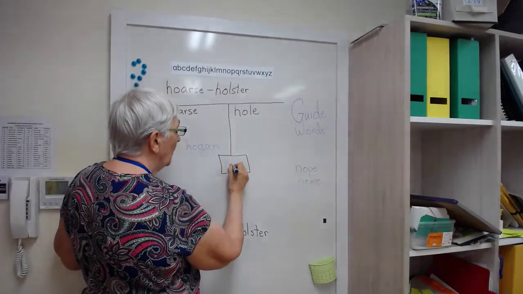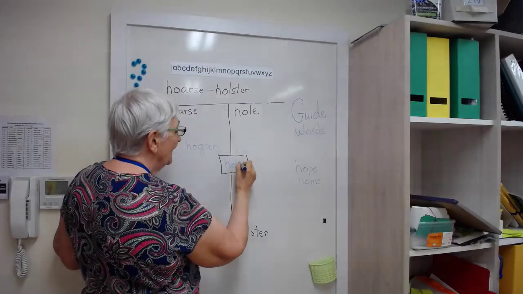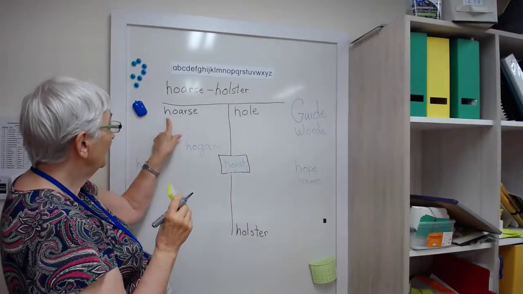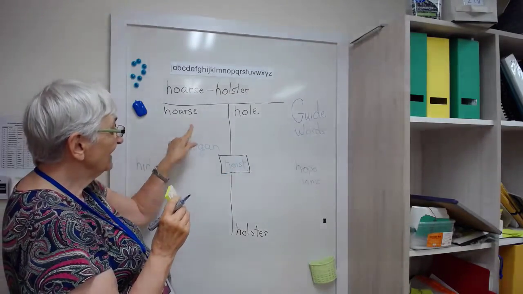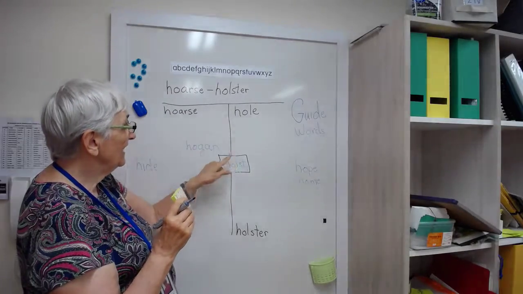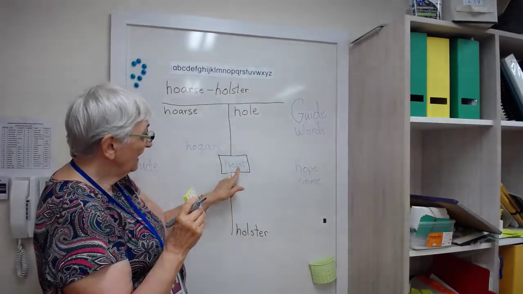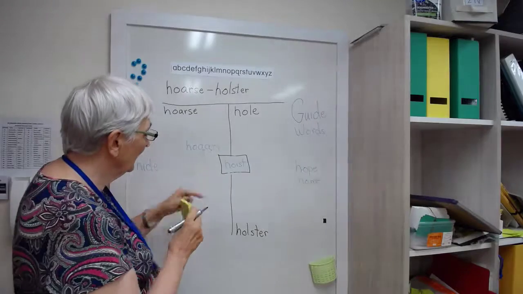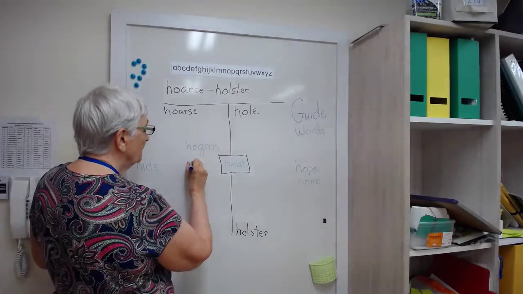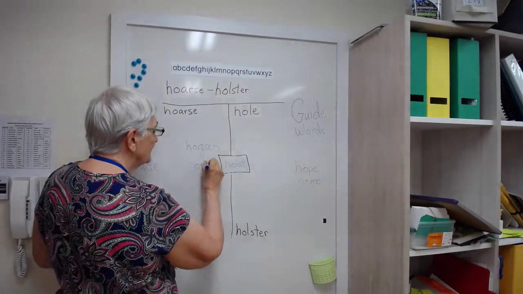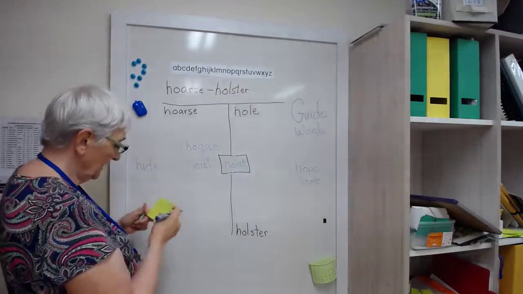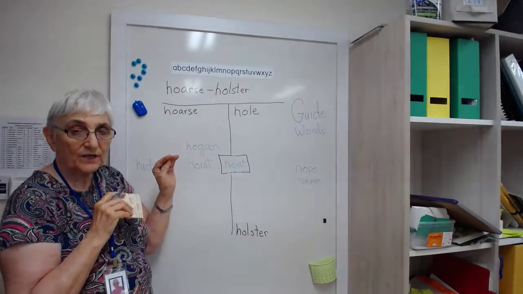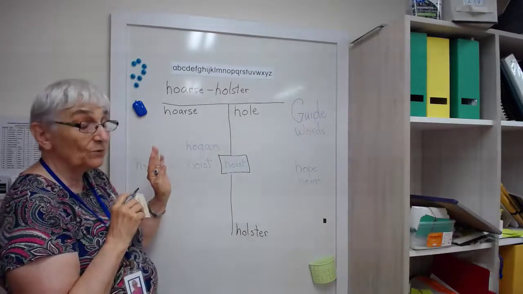Do one more here. H-O-I-S-T. H-O-I. H-O-A. I comes after A. H-O-L. I comes before L. There's an L there, so I know it must belong in this column. H-O-I-S-T.